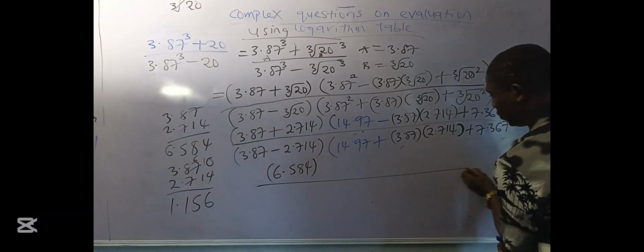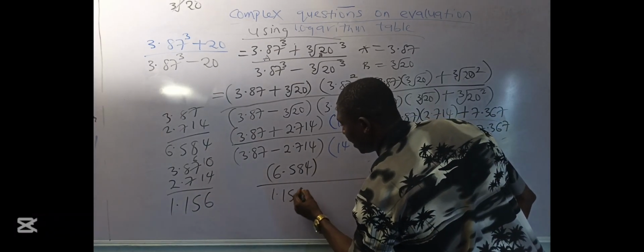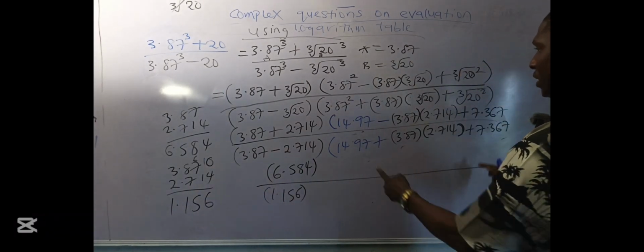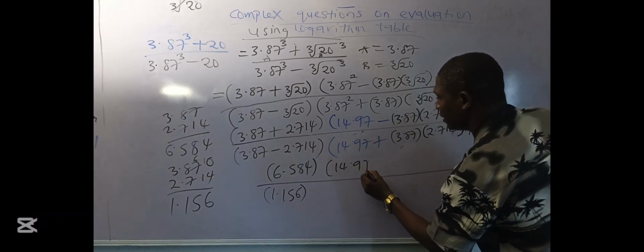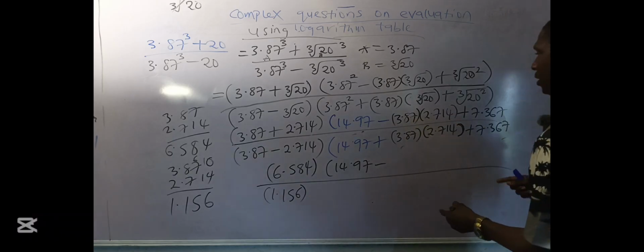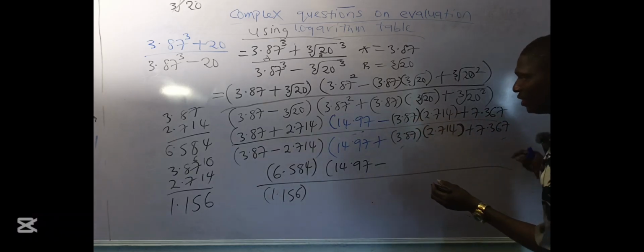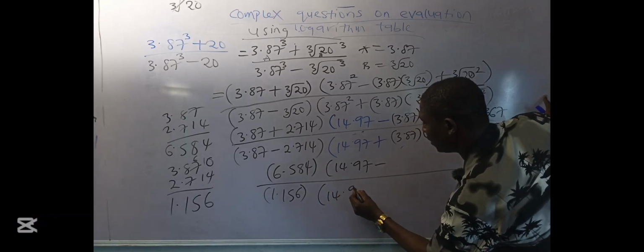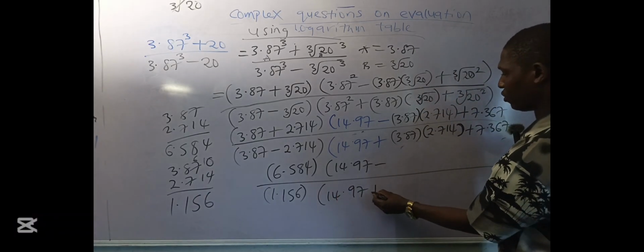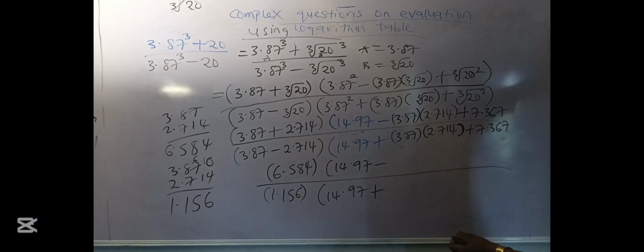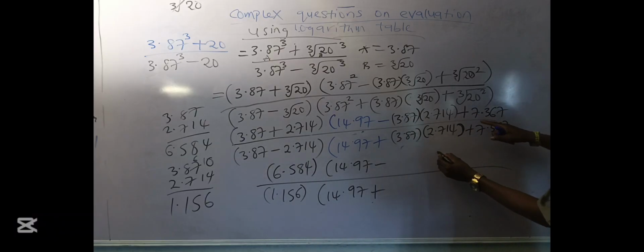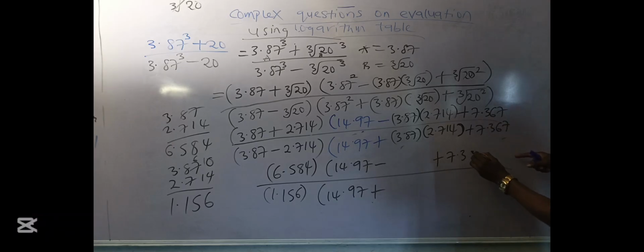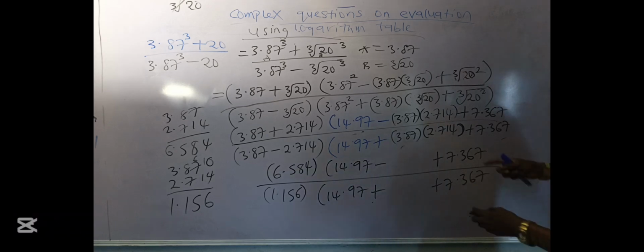So for the denominator, I have 1.156 in brackets. So what's left is just the inner bracket. So I have 14.97 minus, I'll work this out. I want to bring this to this. Okay, let me just leave it that way. 14.97, plus. Now, we can multiply these two. Here will give me plus 7.367 plus 7.367. So let's multiply.